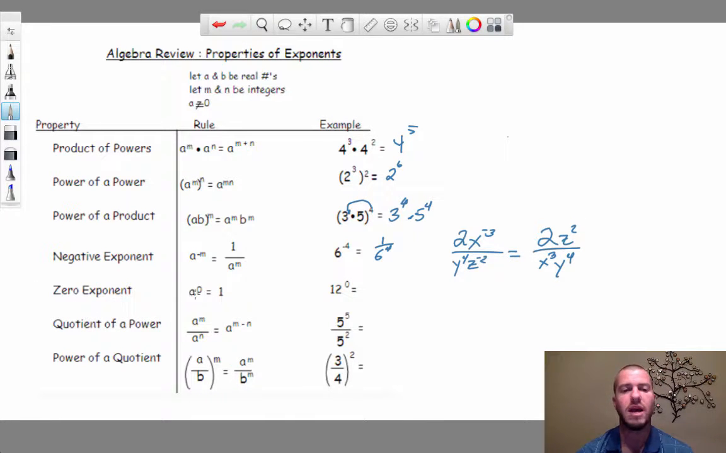The 0 exponent, anything raised to a 0 power becomes 1. So 12 raised to the 0 is 1.